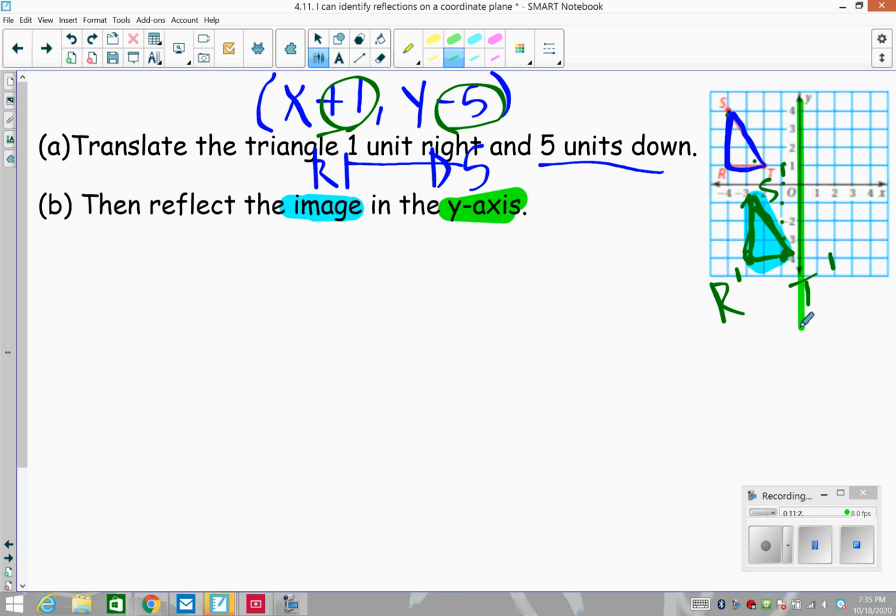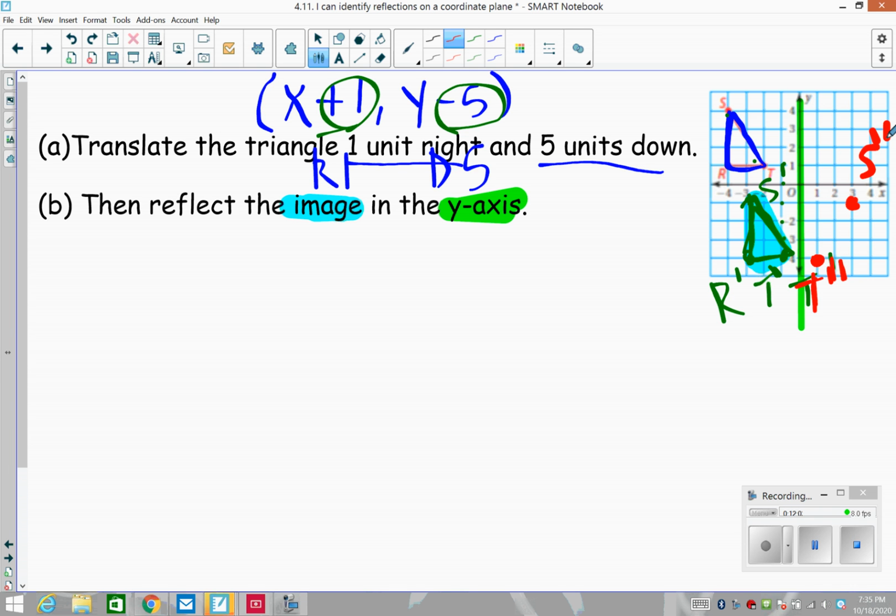Okay. So when we reflect it, it has to be equidistant, the same distance from the line. So the t prime point is 1 unit to the left of the line. So when we flip it, this is going to become t double prime. So this was my t prime over here. T double prime is this point right here. The s prime appears to be 1, 2, 3 units away from the line. When I flip it, it becomes 1, 2, 3 units away, and that's s double prime.